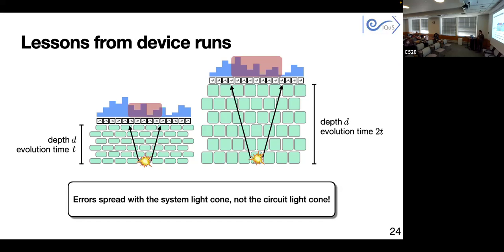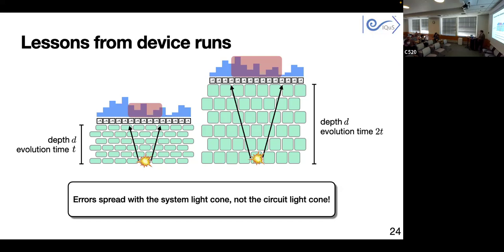So here I have a cartoon of two time evolution circuits that are the same depth, but the circuit on the right has a trotter step that is twice as large and evolves the system for twice the amount of time. And what this cartoon is showing is that if you have some error that affects a qubit at the beginning of this time evolution, then with a longer evolution time, this error can spread to more observables at the end once they are measured.